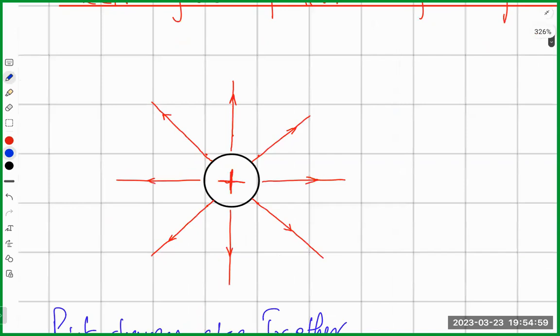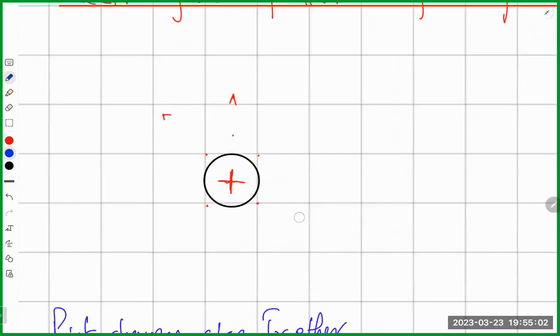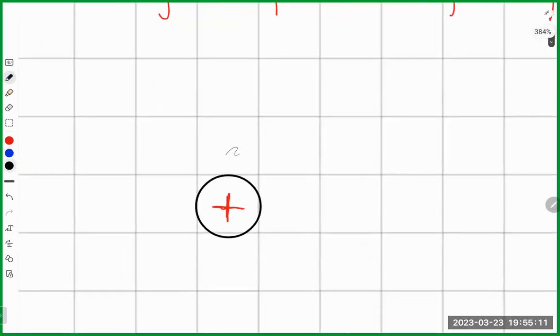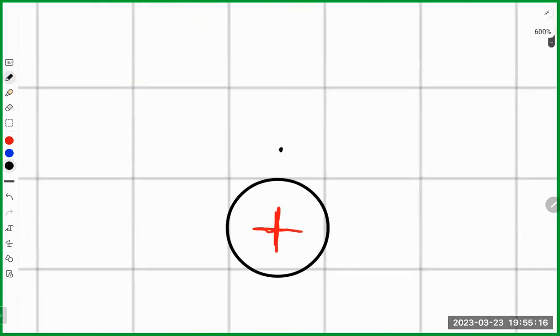Listen, let me draw this again for you. So this is a positive charge. Okay, and this dot, I hope you can see that small dot on the top of the screen. This is a test charge. You should know the test charge is always positive. The bottom positive charge is a fixed charge. This is a small test charge.